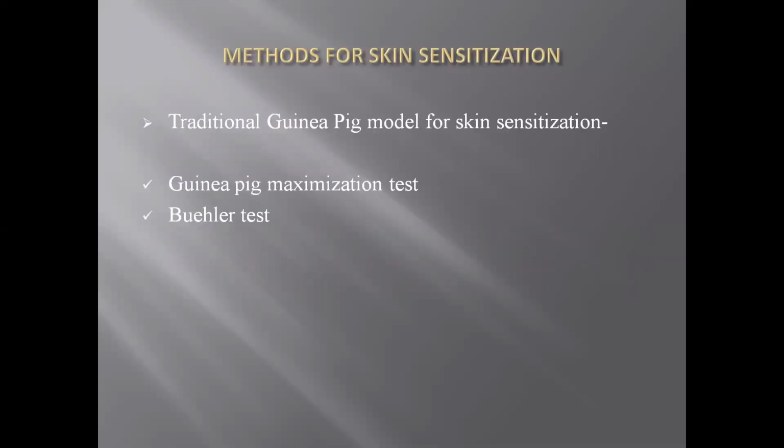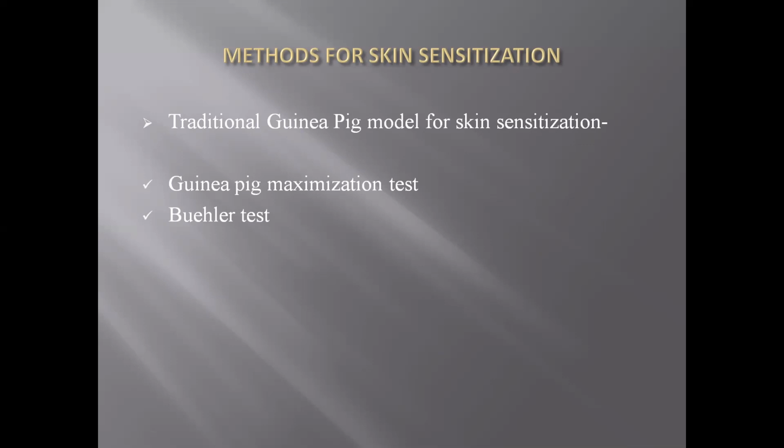Now, coming to the methods for skin sensitization. For the skin sensitization test, guinea pig is the animal of choice, and it has been used for several decades. Mainly two types of tests have been developed. First one is the adjuvant test and second one is the non-adjuvant test. Here the adjuvant test is the guinea pig maximization test and the non-adjuvant test is the Buehler test.